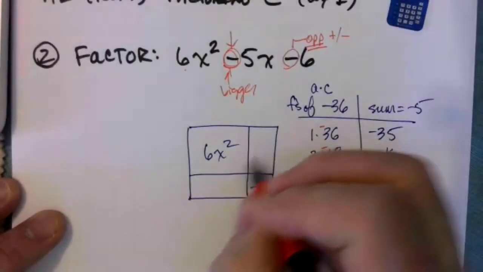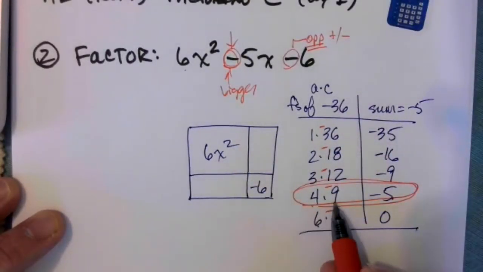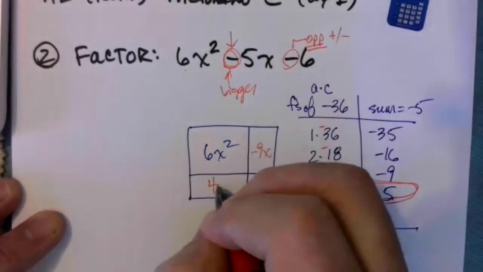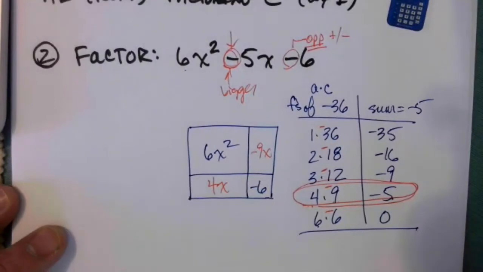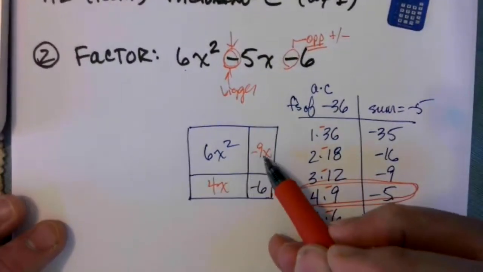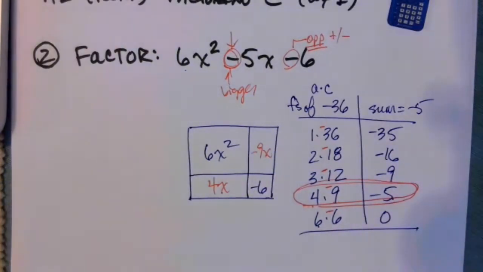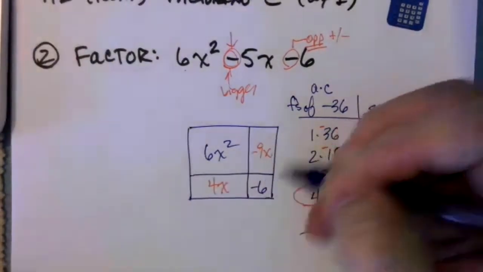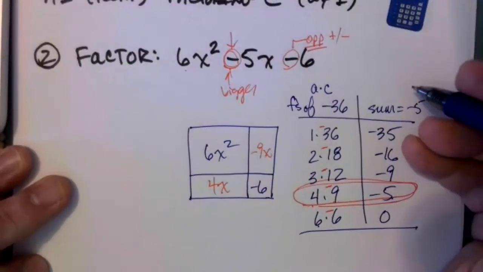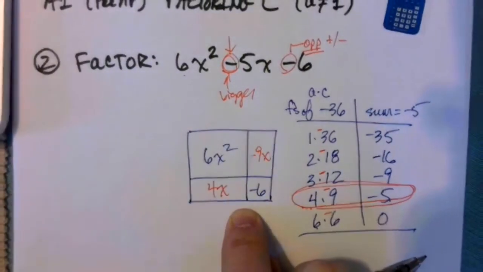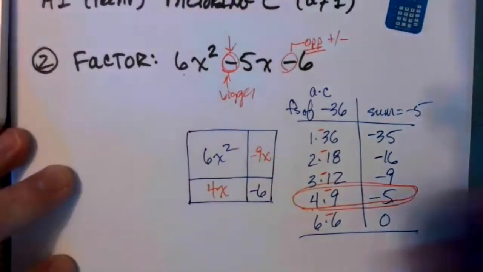And again, one of these is going to be 4x, and one of these is going to be negative 9x. So I'll put negative 9x here and 4x here. It doesn't matter. The negative matters which one it's with, but you could put 4x up here and negative 9x down here. Doesn't matter. Okay, so now we're going to, again, factor out common factors from each row and column. This is just a graphic organizer. There's nothing magical about this. It's just helping us straighten things out.